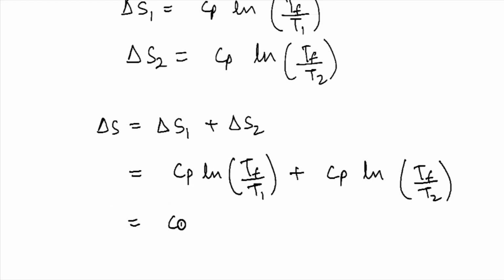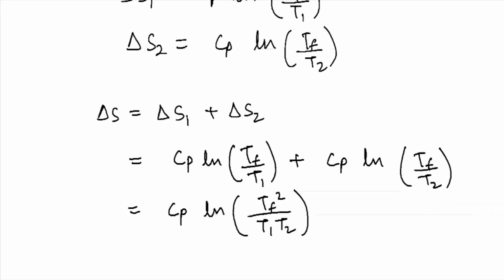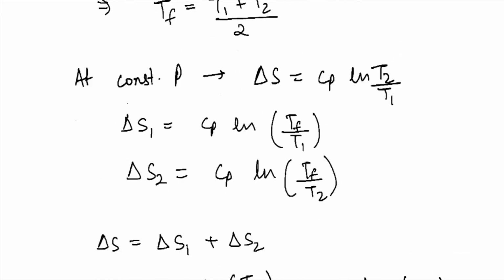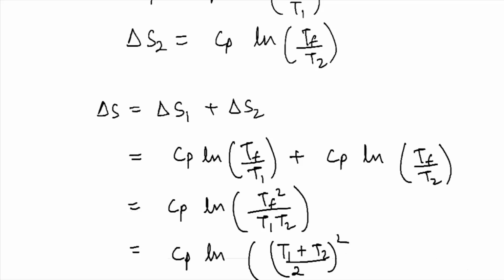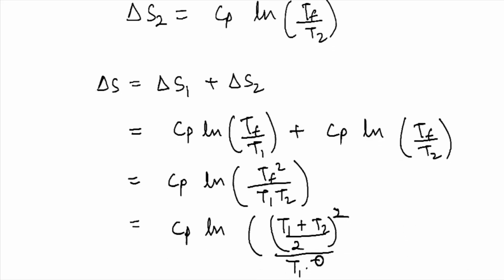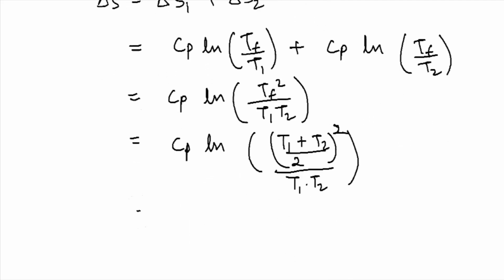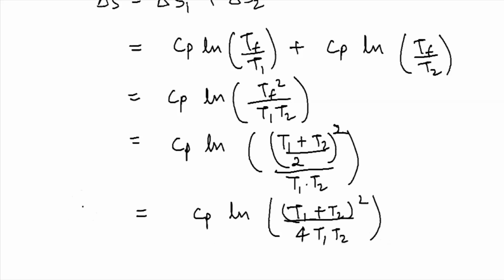Now let's take Cp as common. So we get ln (Tf square by T1 T2). Now we have calculated Tf is equal to (T1 plus T2) by 2. So therefore delta S is equal to Cp ln ((T1 plus T2) by 2) square divided by T1 T2. So finally delta S is equal to Cp ln (T1 plus T2) whole square divided by 4 T1 T2. So this is our delta S.